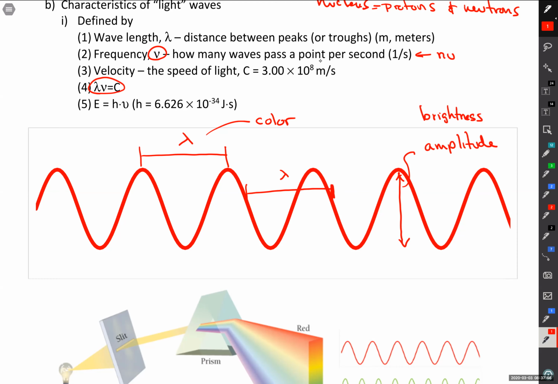So if you're standing here, and light is going past you, the frequency of the light determines how many waves, oscillations go past you in a second. So like when you have, I don't know if it says anything on the back of this.